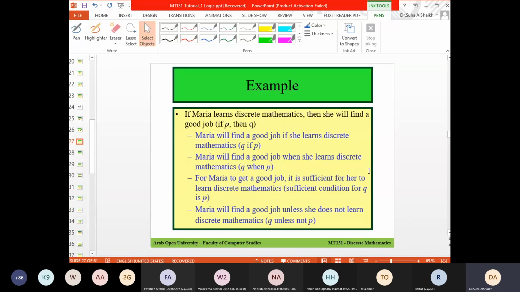Now in this example, if Maria learns discrete mathematics, this is the P, huh? Then she will find a good job. So هذه ال P وهذه ال Q. It's very important to know how to decide.